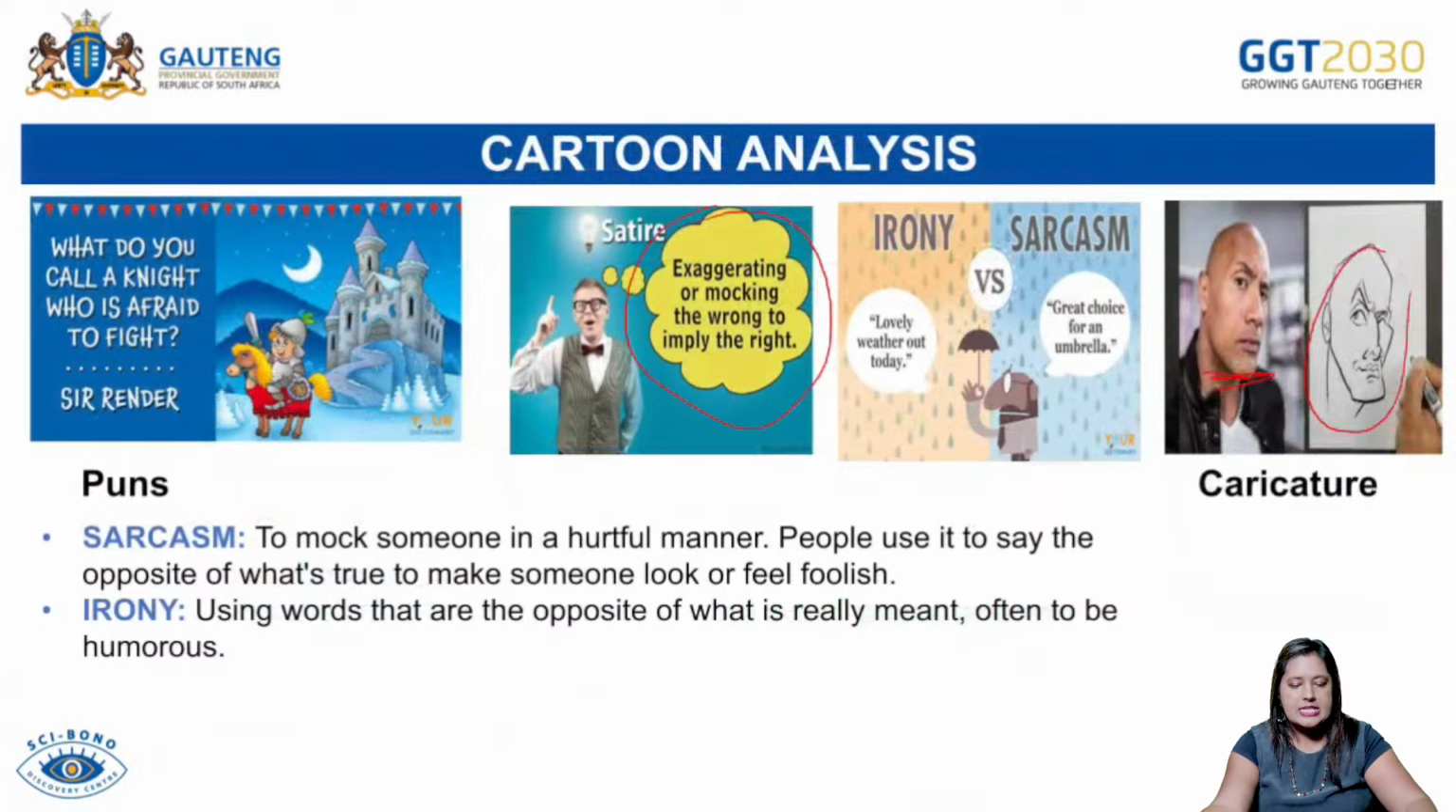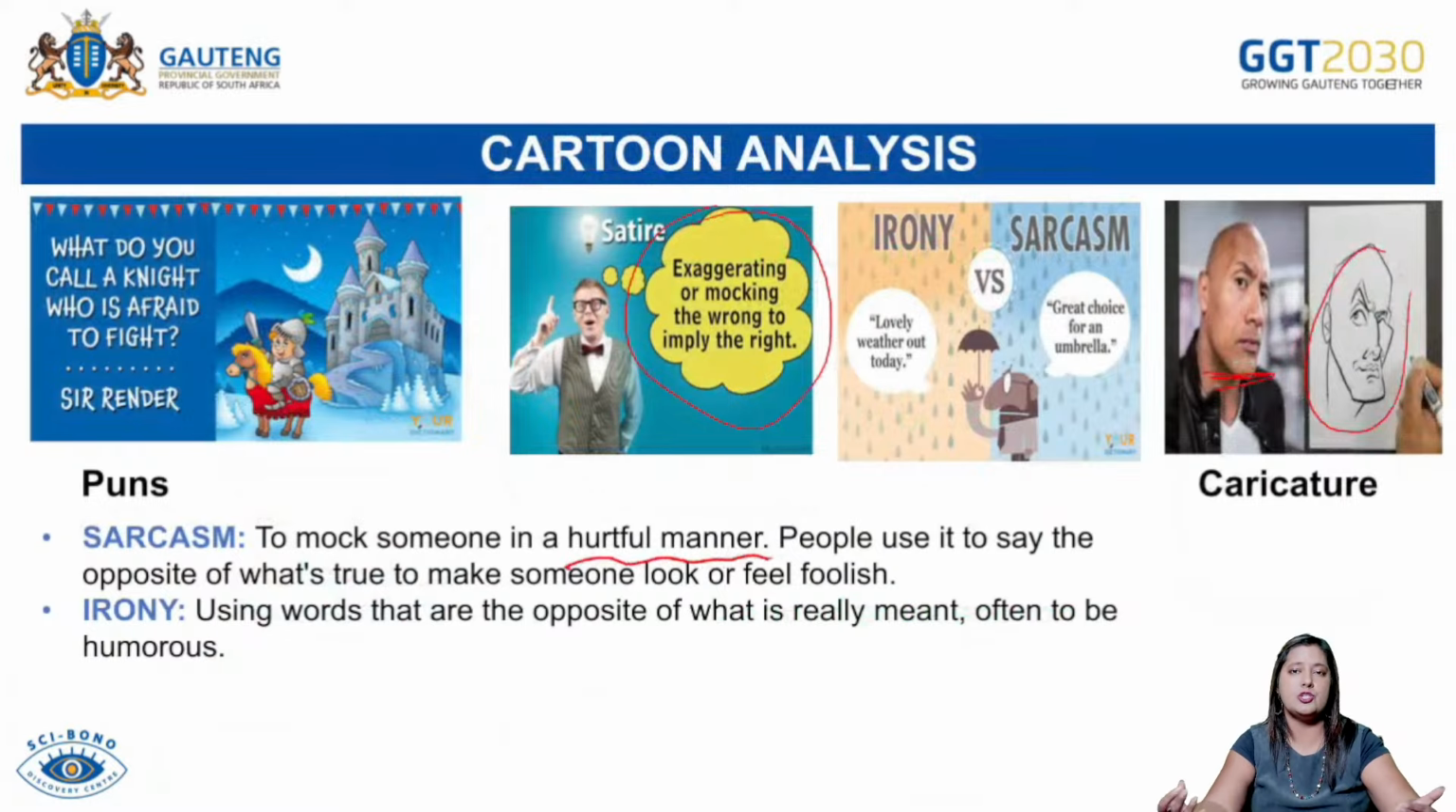Right, so sarcasm, remember, is to mock someone in a hurtful manner. So we say the opposite of what is true to make someone look stupid or foolish. So sarcasm is to hurt. All right. Irony is using words that are opposite of what is really meant, and it's often done to create humor. So note that difference between sarcasm and irony. We have a lot of these things appearing within cartoons.